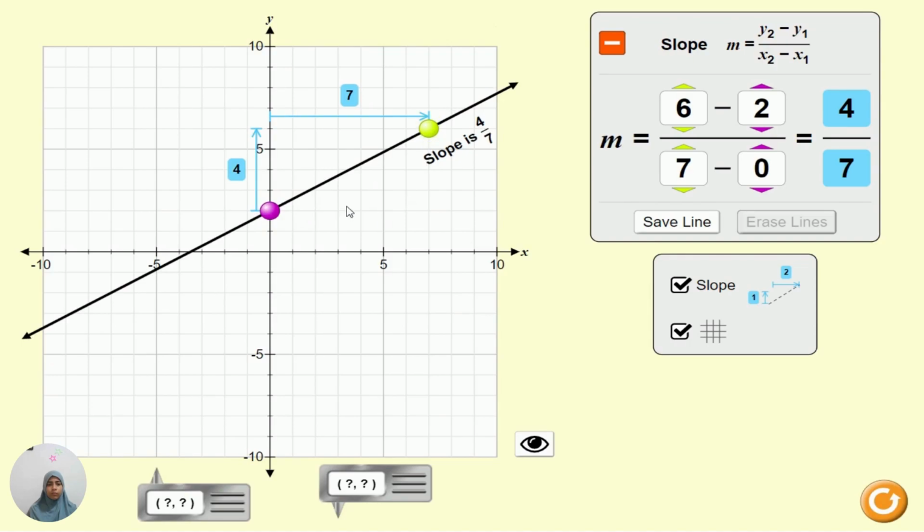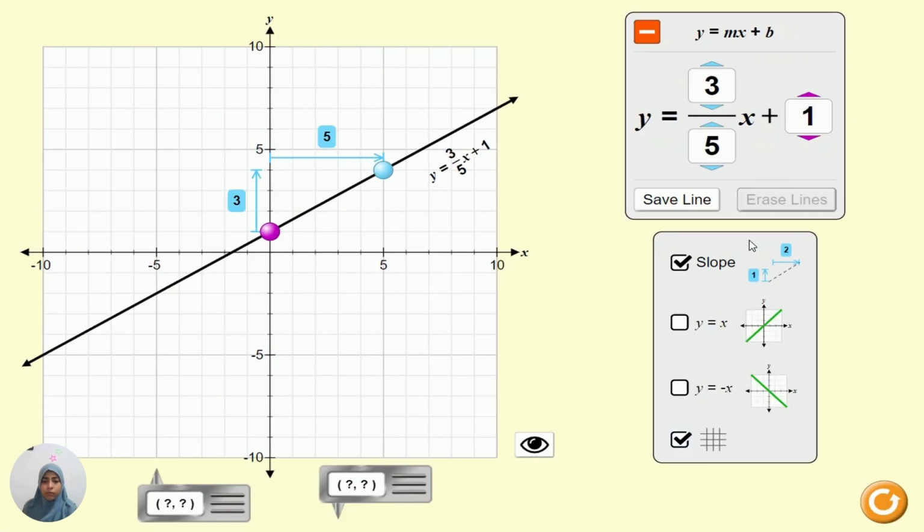Now, please take note, a lot of students make a mistake in this part, which is they will take the y value here and then divide the y value by the x value. But it's important that you notice the point here, and from that point you make a triangle, sort of a triangle, then you divide this side of the triangle by this side. That's it for slope.